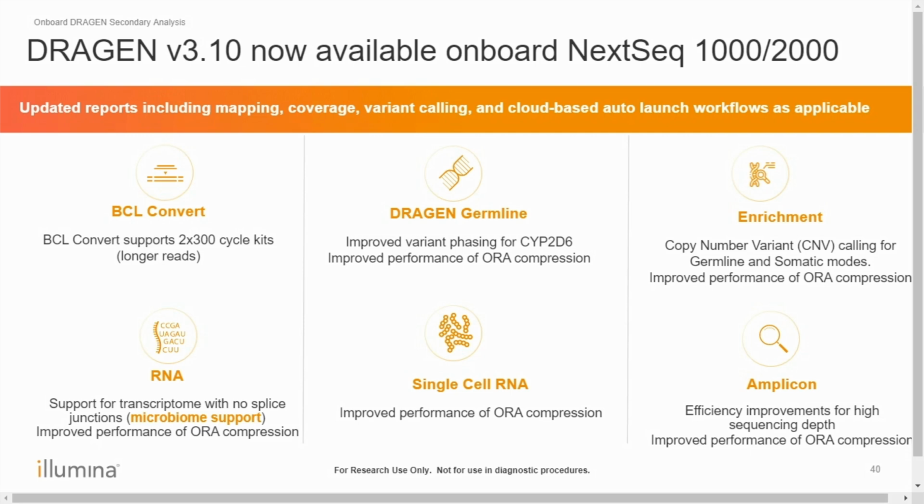Another key update with DRAGEN V310 is that you can now call copy number variants with the enrichment application for NextSeq 1000-2000. The DRAGEN enrichment workflow can now be used to call small variants, structural variants, and copy number variants for germline and somatic samples. Efficiency and usability improvements have also been made to germline, amplicon, RNA, and single-cell apps.